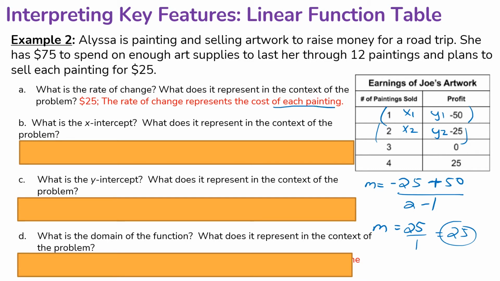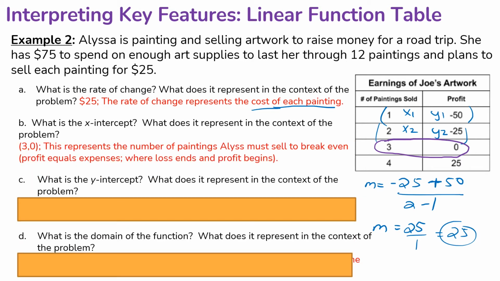And B, what is the x-intercept and what does it represent in the context of this problem? So remember, x-intercept, your y value or your output has to be 0. So my x-intercept would be right here at 30. And it represents the number of paintings she must sell to break even. Profit equals expenses, where loss ends and profit begins.